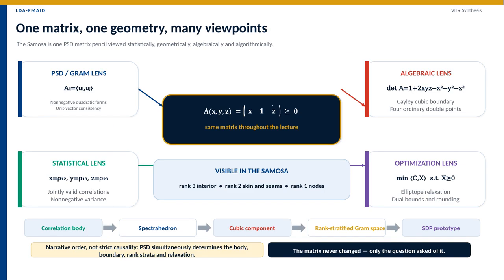We conclude with one matrix and many viewpoints. The Samosa is a correlation body, a spectrahedron, a positive semidefinite selected cubic component, a rank stratified Gram space, and a semidefinite programming prototype. The matrix never changed. Only the question asked of the matrix changed.